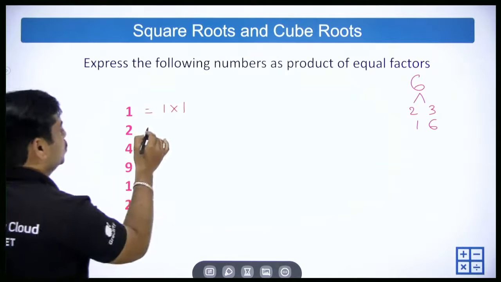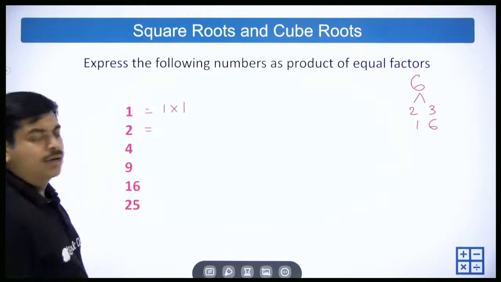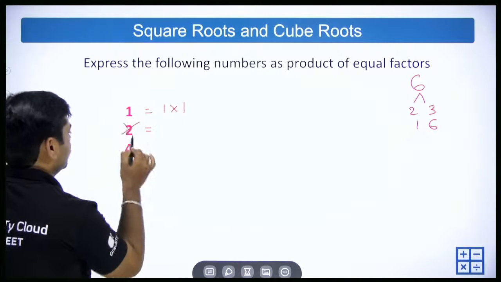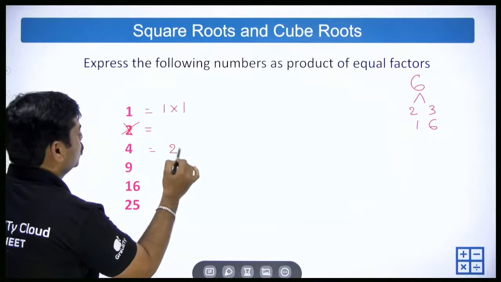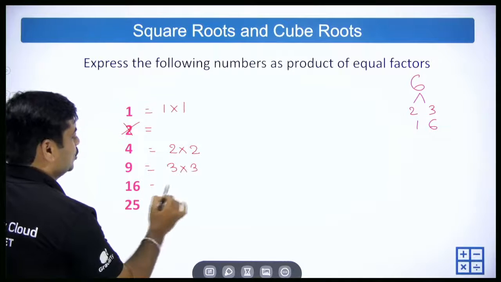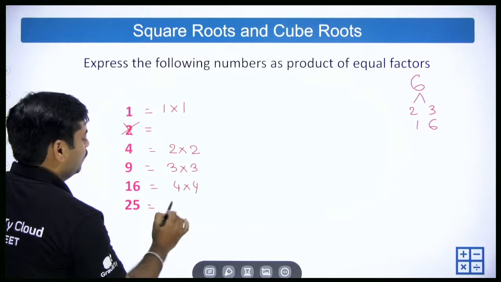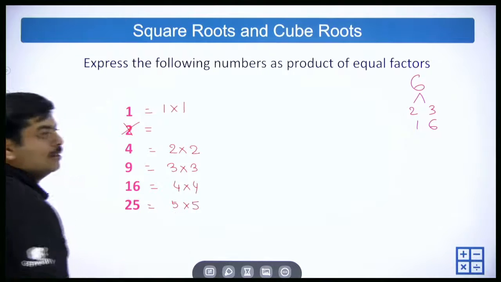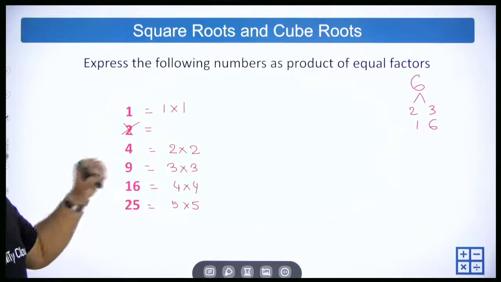2 we can write as 2. I don't think we can write it in any other way. Okay, let's ignore that. 4 we can write as 2 into 2. 9 we can write as 3 into 3. 16 as 4 into 4, and 25 as 5 into 5. Okay, this is how we write all of these.